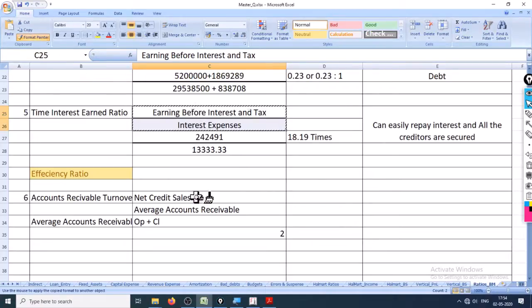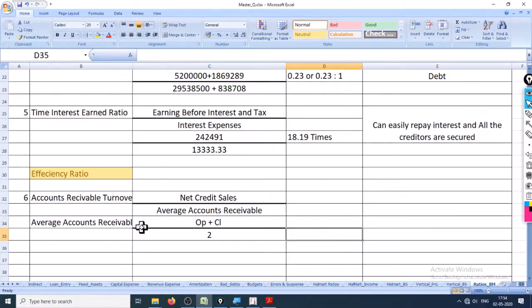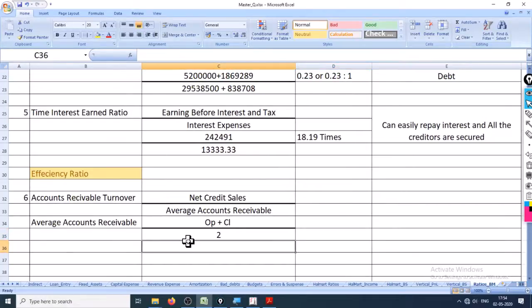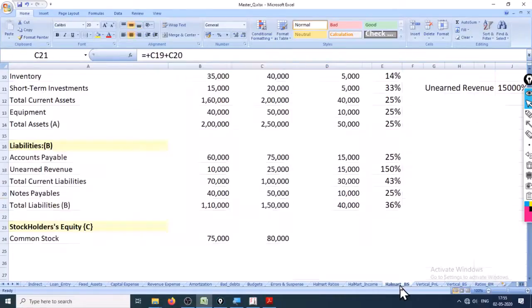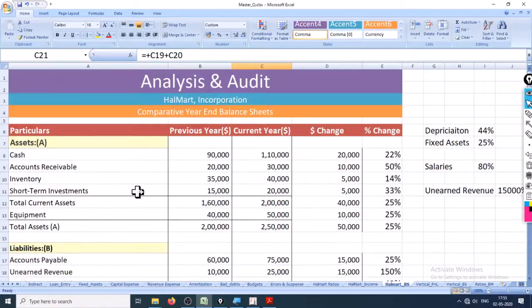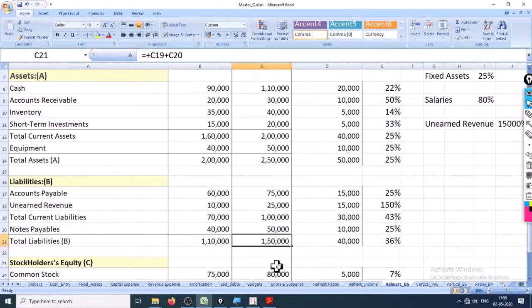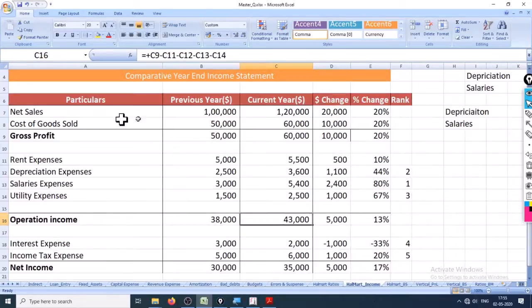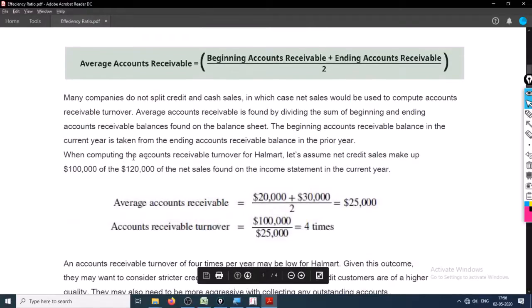Let's apply this. Now let's do it for Walmart and see if we can do it or not. How do we know the net credit sales of Walmart? Let's go to the balance sheet, and let's go to the income statement. Right here is the net sales, but we don't know how much is on credit and how much is on cash. So let's see what the resource file is saying here.